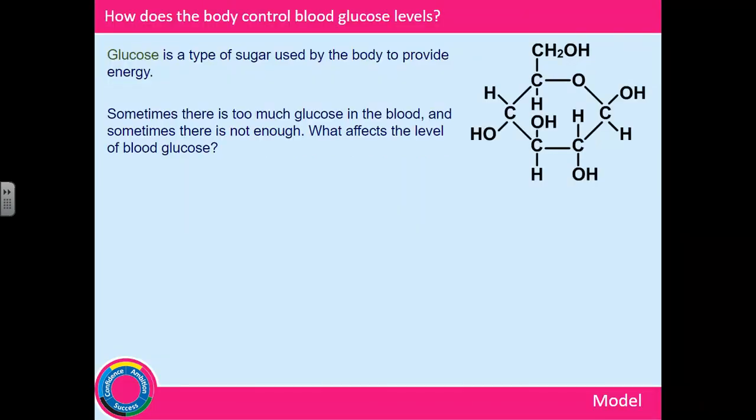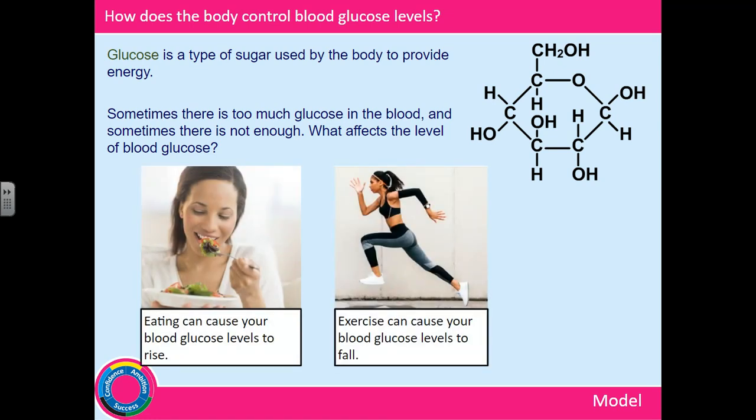So let's first look at what glucose actually is. It's a type of sugar which is used by the body to provide energy. Sometimes there's too much glucose in our blood and sometimes there's not enough. So what exactly affects the amount of glucose in our blood? Eating, for example, can cause your blood glucose levels to rise, especially if you're eating sugary things. And exercise causes you to use the glucose, so it causes your levels of glucose to go down.